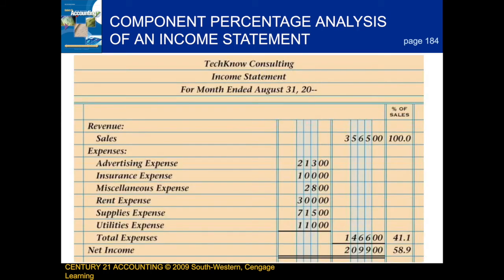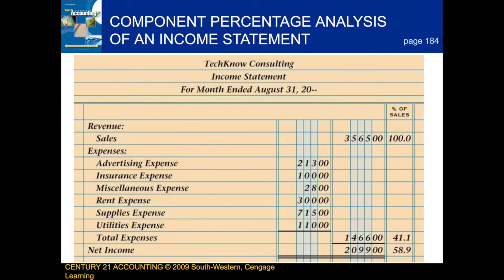Okay, next we're going to be talking about the component percentage analysis of an income statement. If you look here, there is a new column called percentage of sales. And sales, which falls under the revenue category for account classification, is always going to be 100%. The reason that this is 100.0% is because we round it to the nearest tenth of a percentage.